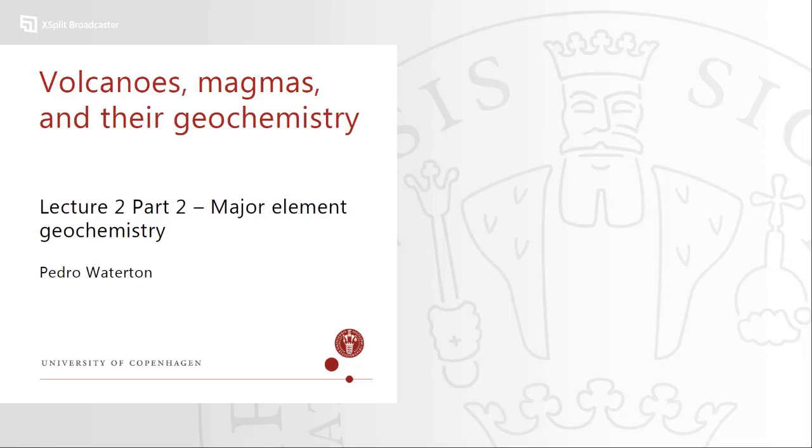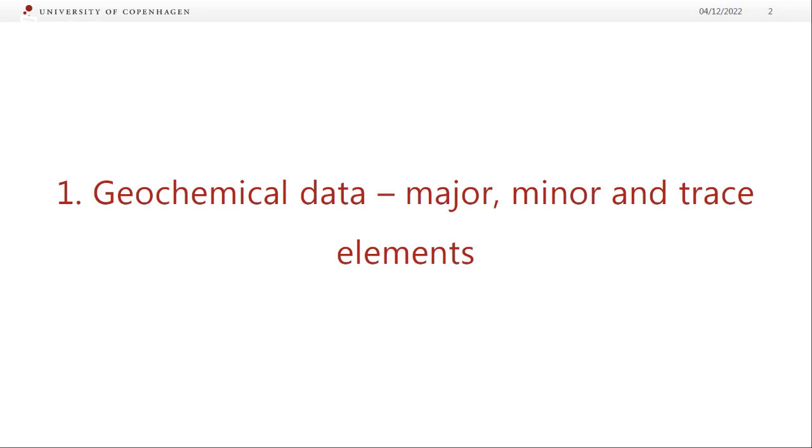So now's the second hard part of the lecture, and then after that it does get easier. So yeah, bear with me. So we're going to start talking about geochemical data, and most of this lecture is going to be about major and minor elements, but I'll talk a bit about what trace elements are as well, so we know how to divide these up.